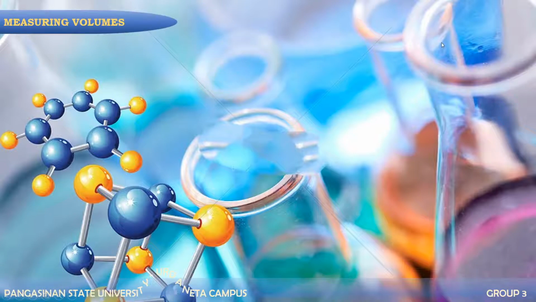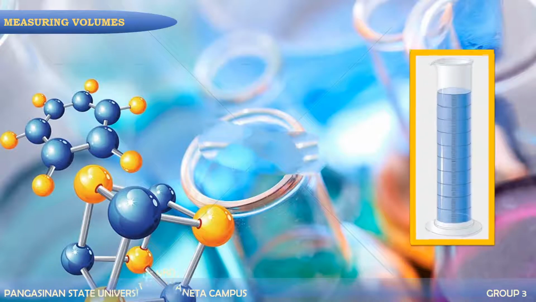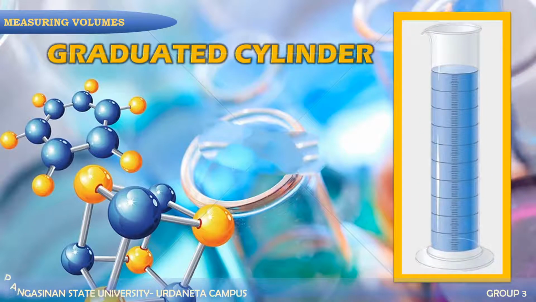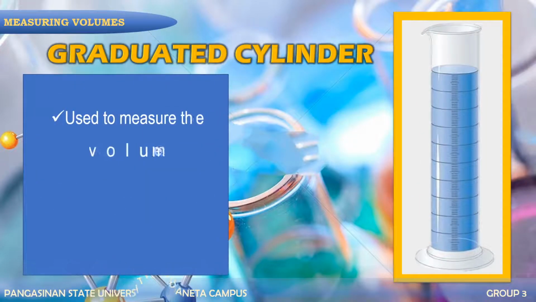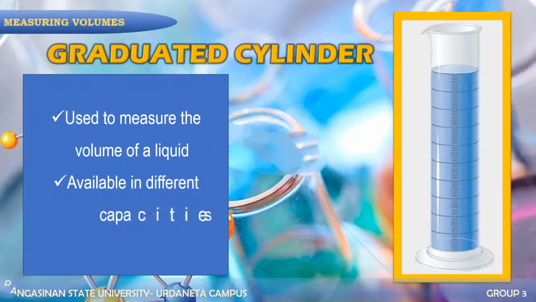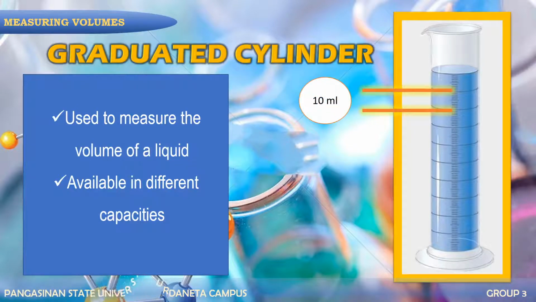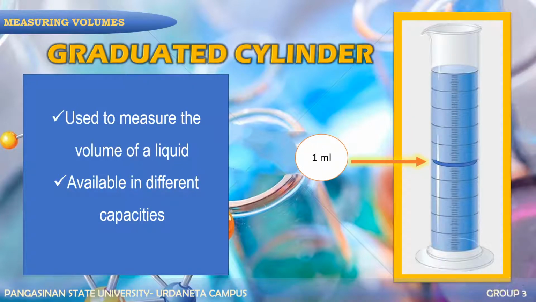And I will discuss the first instrument used to measure volume, the graduated cylinder. Graduated cylinders are used to measure the volume of a liquid and are available in different capacities. This one is designed to measure up to 100 milliliters of liquid. Each marked line is equal to 10 milliliters and each unmarked line is equal to 1 milliliter.